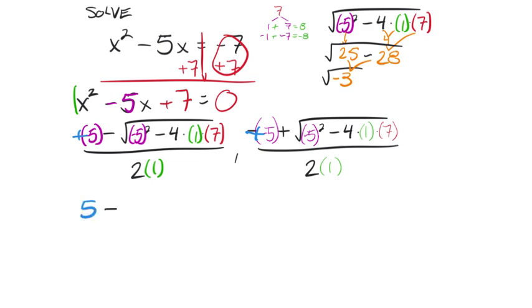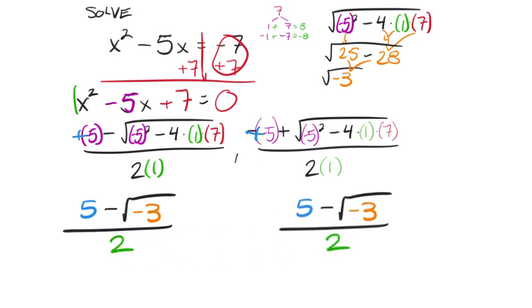First up, we're going to have minus the square root of -3, which we've already seen because we've already done that work. And in the denominator, we have 2 times 1, which is 2. Now, we're going to get the same thing over here with this one. The only difference is that it's now plus. 5 plus the square root of -3 all over 2.